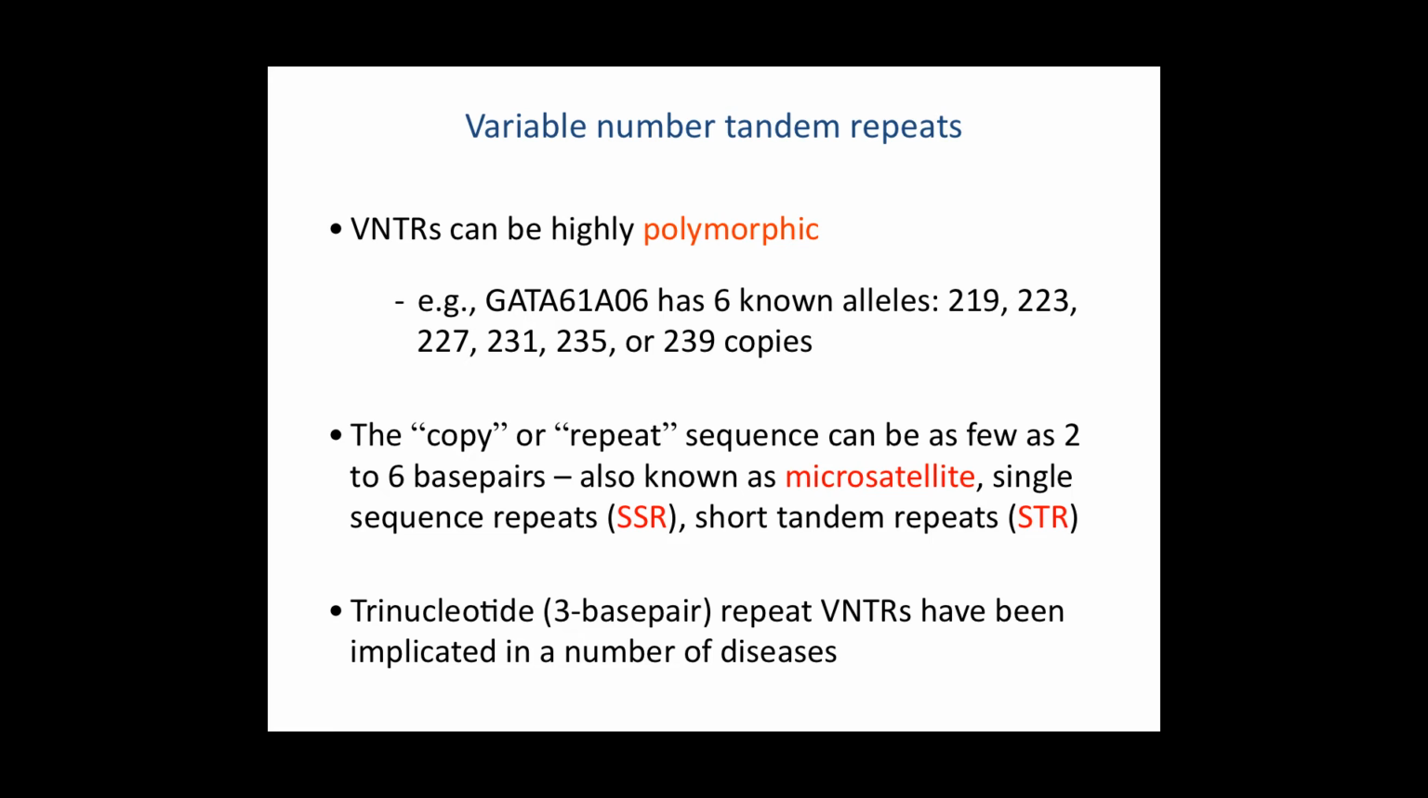For VNTRs, the repeat sequence can be quite short, as little as 2 to 6 base pairs. When that's the case, the VNTR is also known as a microsatellite, as single sequence repeats, or as short tandem repeats. As you may be aware, trinucleotide VNTRs, in which the repeat sequence is 3 base pairs in length, have been implicated in a number of diseases, including Huntington's disease and Fragile X syndrome.